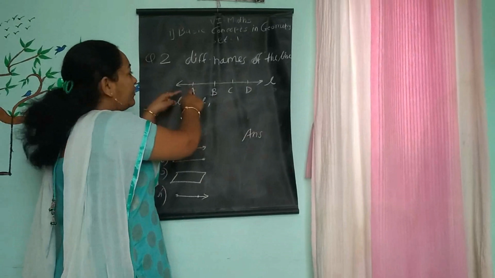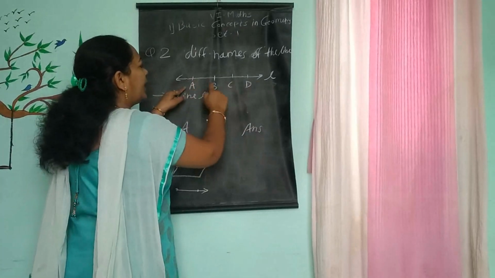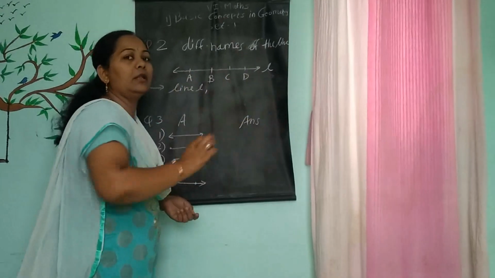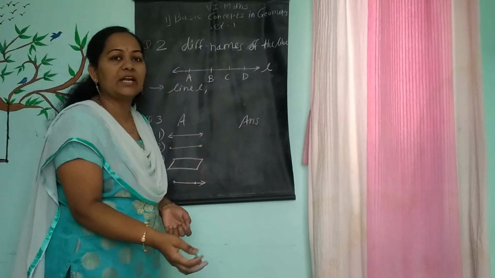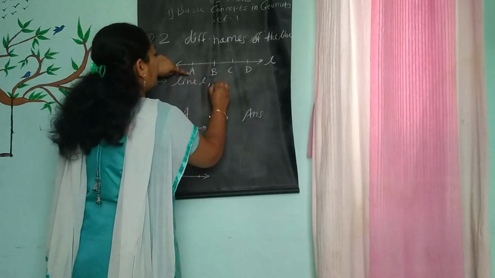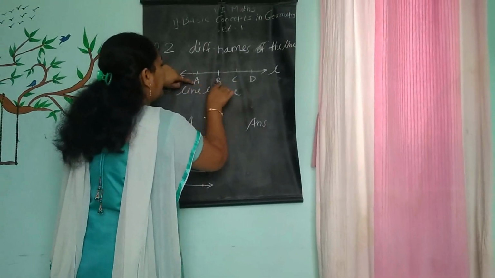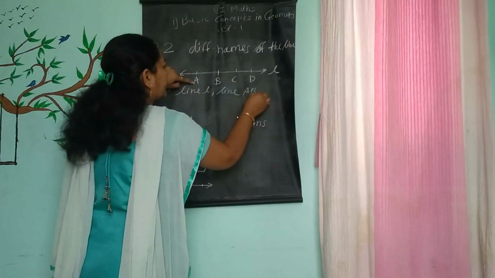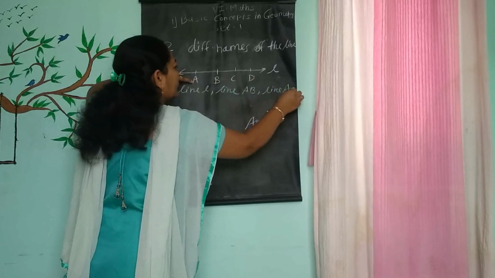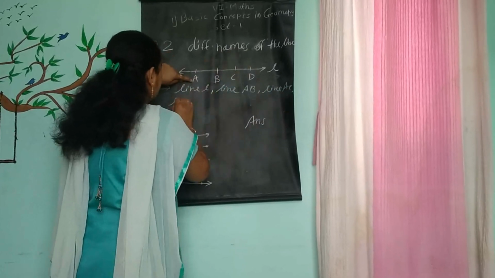Now we have 4 points, point A, point B, point C and point D. Due to these points, we can newly write the names of the lines. Start from the first point and go ahead by one point. Here, line AB, line AC, line AD.